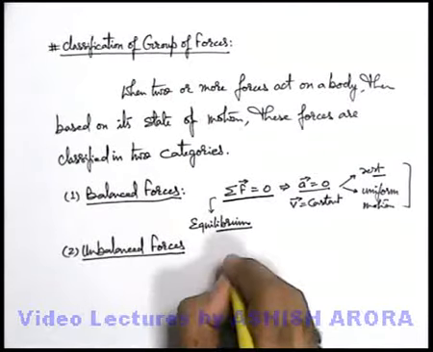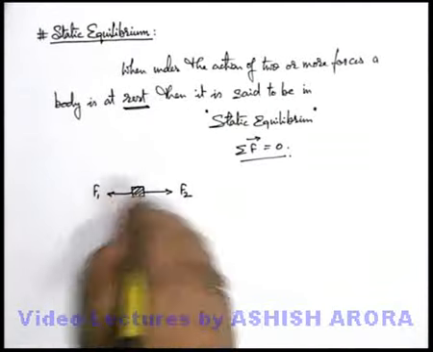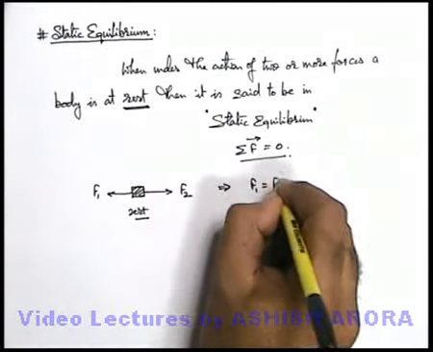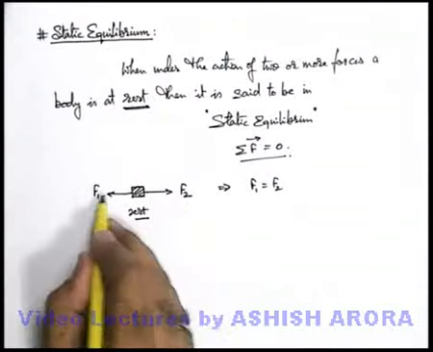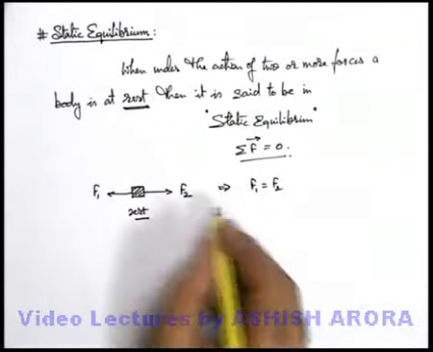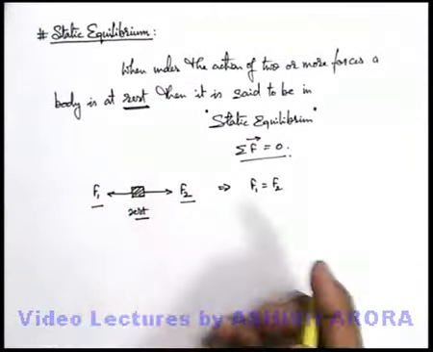Like for the simplest example, if we have a body kept at rest, and two forces are acting on it, one is F1, the other is F2, in opposite directions. So at rest, obviously the net force acting on it must be 0. So we can simply write F1 is equal to F2. Vectorially, we can write F1 minus F2 is equal to 0, or we can directly write F1 is equal to F2, as the two forces would be balancing each other.